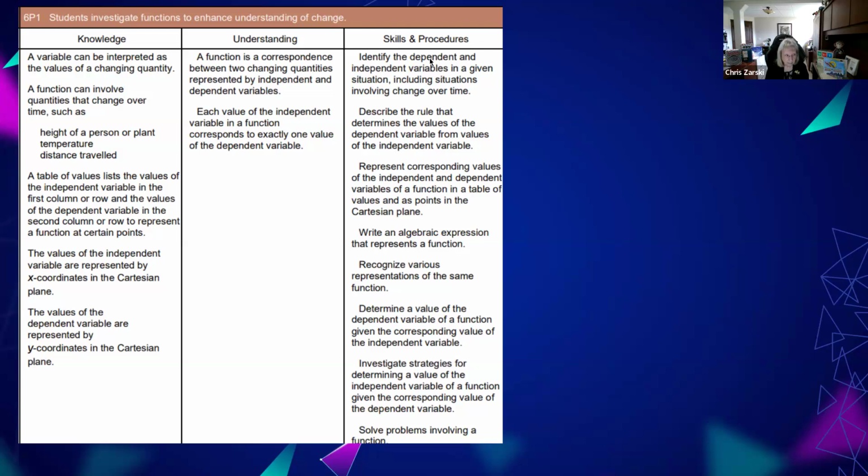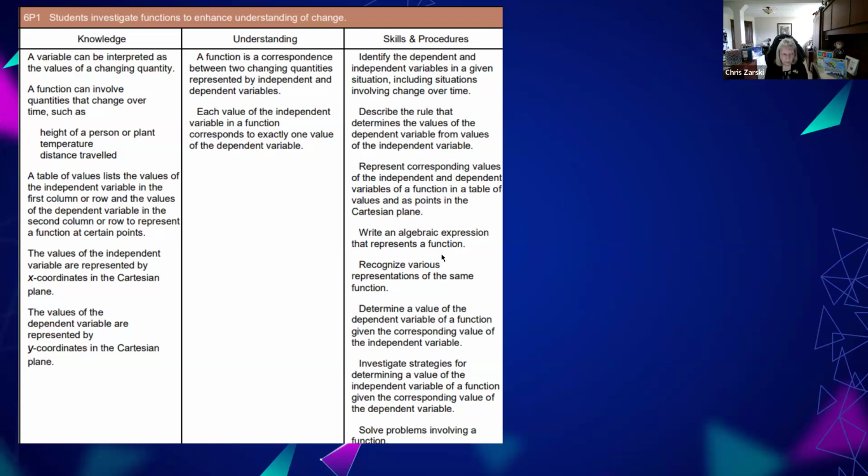So students need to be able to identify the dependent and independent variables in a given situation. So that's what we're looking for. They need to be able to find the rule. So what's happening inside that machine, or what happened from the X column to get to the Y column? Can they represent those values of independent and dependent as coordinates on a plane? So can they plot them as an ordered pair? So we know that the first column is my X value, the second one is my Y value.